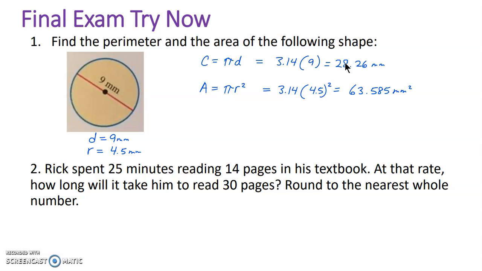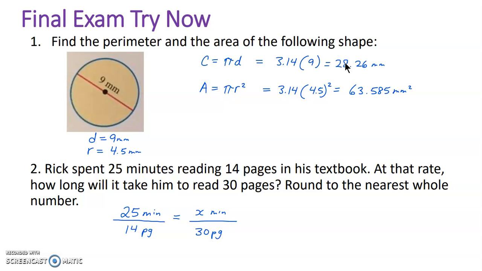For number 2, we have Rick spending time reading pages, but we want to know the time it would take to read 30 pages. This is a perfect example of a proportion question. So we can take Rick spending 25 minutes for 14 pages. And so how many minutes? We'll give that the variable x in 30 pages.